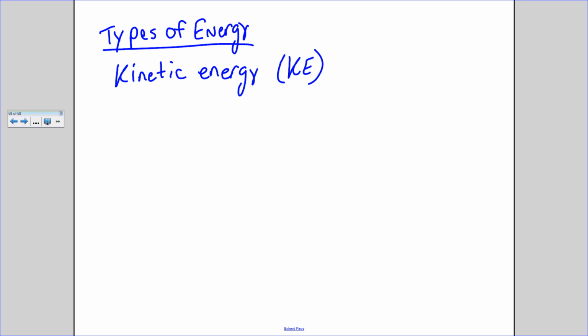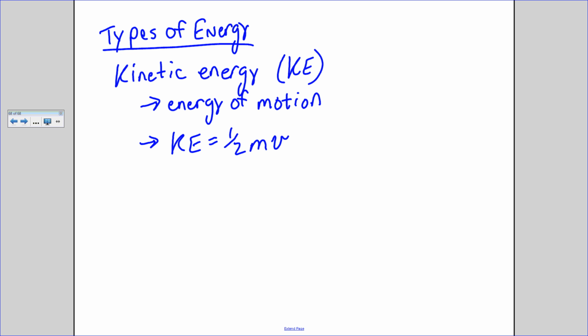All right, so for kinetic energy, this is the energy of motion. We can calculate the kinetic energy. It's equal to 1/2 mv squared. All right, so I had this proportionality between kinetic energy and the square of the speed.